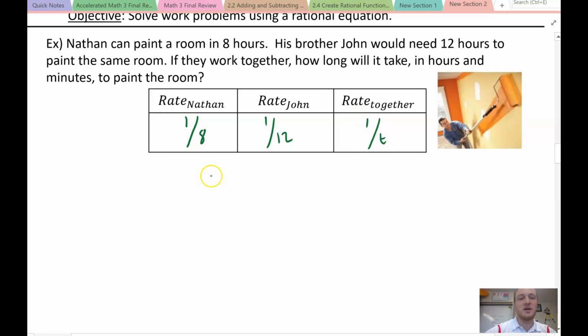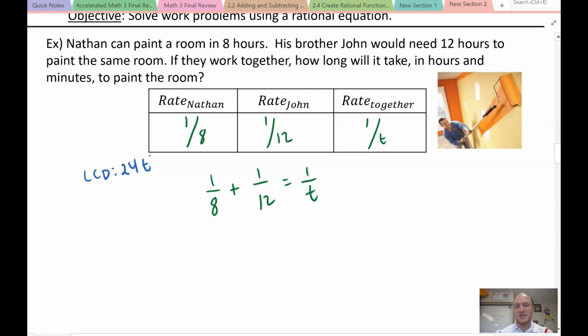Okay, and this gives us an equation, right? If Nate's painting, that's his rate, and if John's painting, that's his rate. If they work together, that is 1 over t. Okay, so I want to solve this. So what we can do is we'll go ahead and multiply by the LCD. In this case, actually, your LCD is going to be 24t.